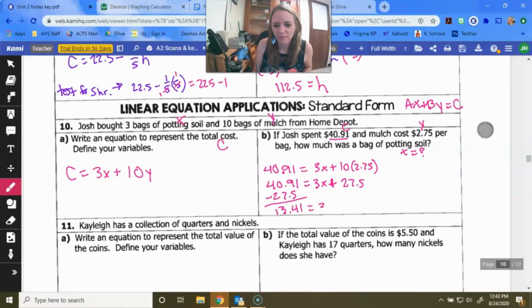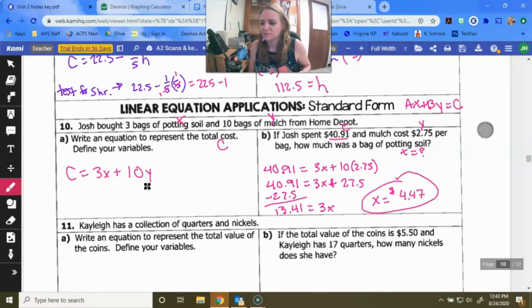Is that? Then divide that by 3. And x is equal to $4.47. And there you have it.